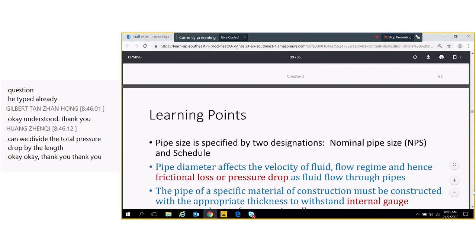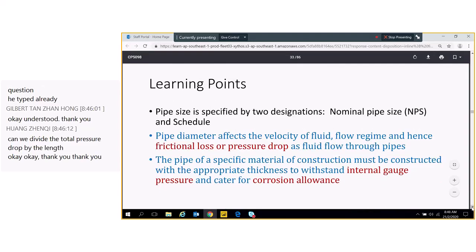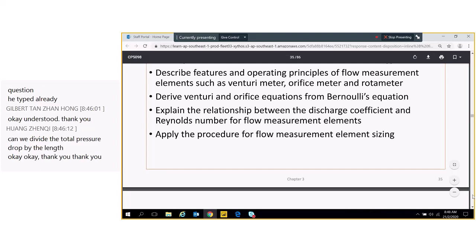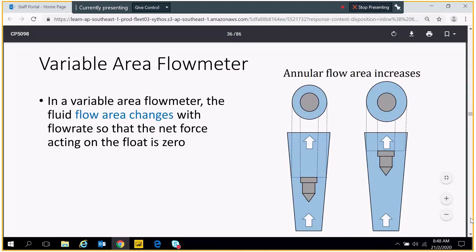All right, then we go on. So, learning points, this is a summary. You don't have to copy this or take a picture, because this is inside the blackboard. Now we go to a new topic. This new topic is on the venturi and the orifice plate.